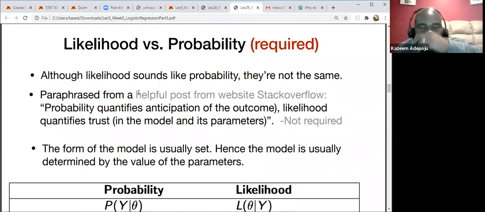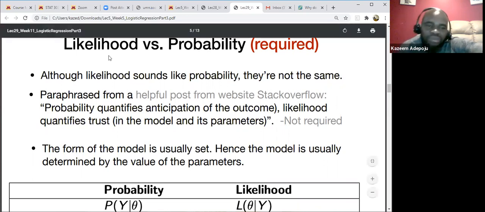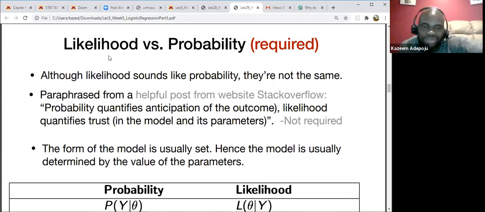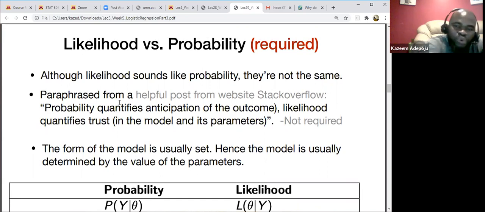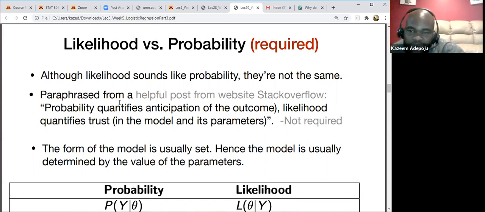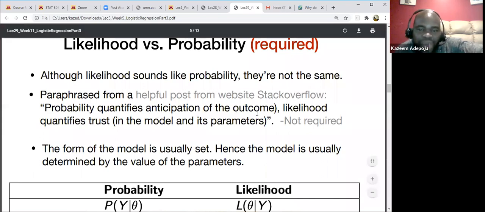Now if you look at the first thing here, I said, although likelihood sounds like probability, they are not exactly the same. If you look at the word likelihood, it's more or less likely. I paraphrased this from a helpful post on the website Stack Overflow, which defines probability as this: probability quantifies anticipation of the outcome.